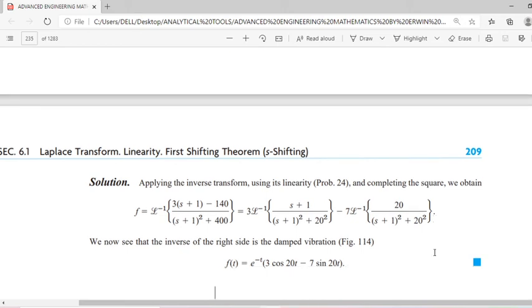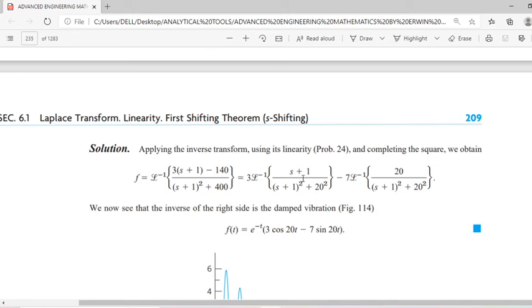Now what is the L inverse of this one? This is the s shifting theorem. We can apply the s shifting theorem here. So that is 3 into e raised to, it is s plus 1, so s minus minus 1. So that is e raised to minus t, 3 is already there, cos omega t. Omega means 20, so cos 20t, minus 7 into, this is sine, s shifting in sine, so sin omega t, that's sin 20t.